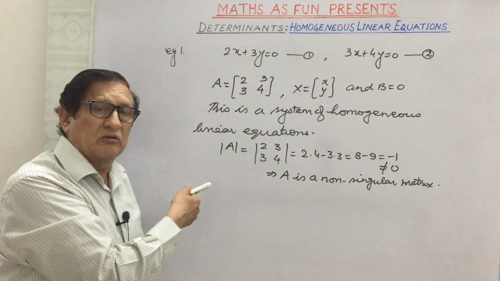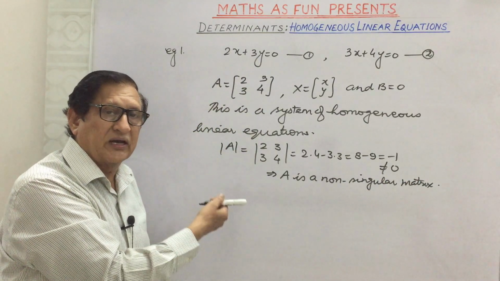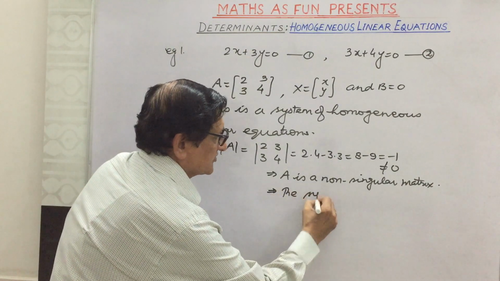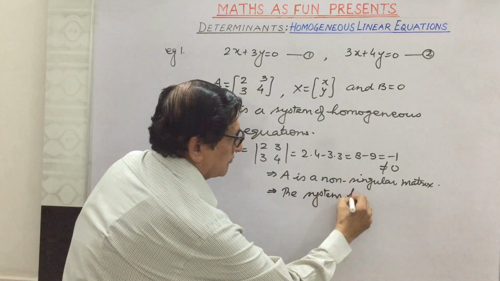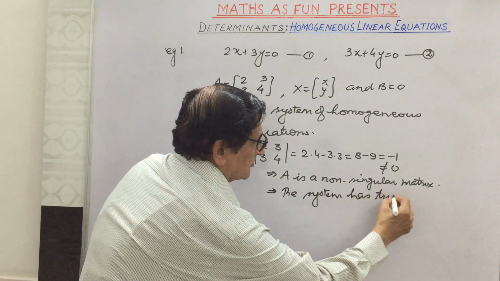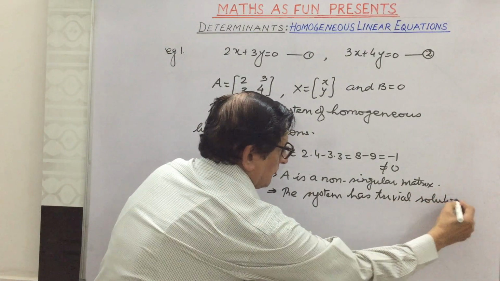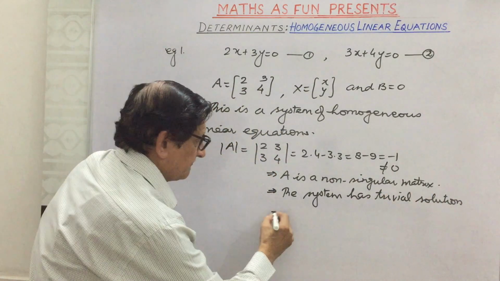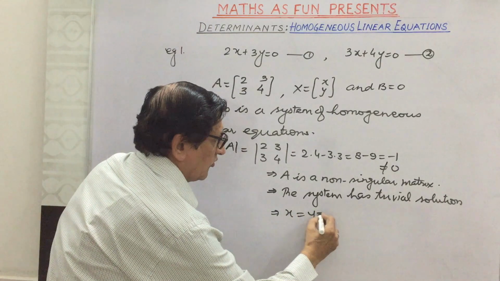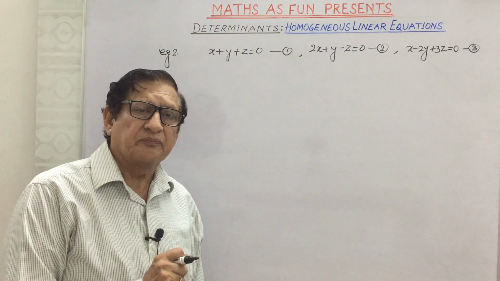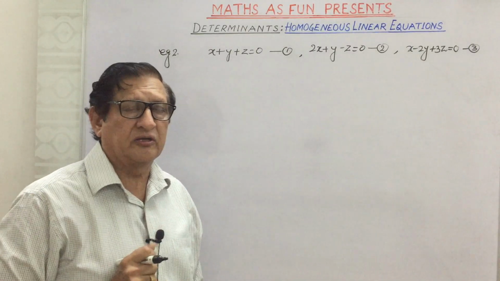And if it is a non-singular matrix, then there will be a trivial solution. The system has trivial solution, and that is x equal to y equal to 0. This is the answer. The next example we are taking for three variables.